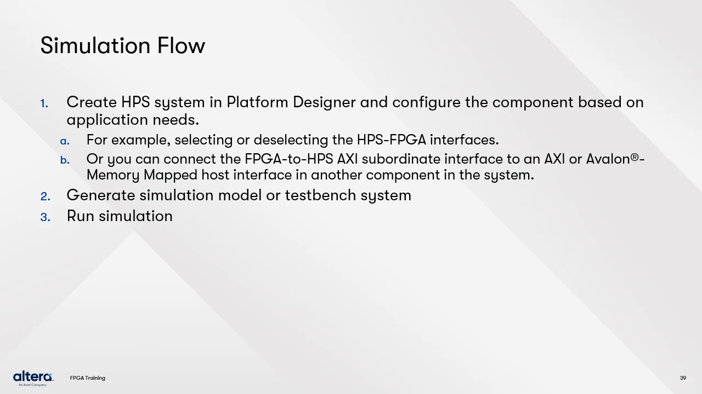To simulate an HPS system, follow the steps here. First, create the system. Then, when generating the system, set to generate either simulation model or test bench system. When generating for simulation model, a model of the system will be generated. When generating a test bench system, a model of the system will be generated in addition to BFMs for any interfaces that are exported. Then generate the simulation model or test bench system.